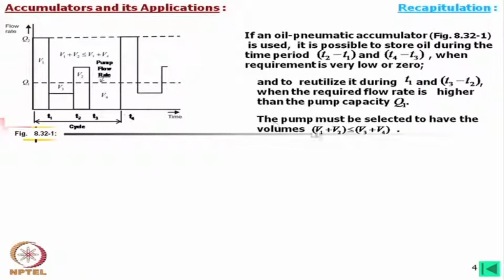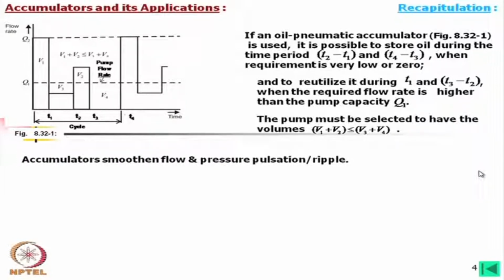Now, here is one relation we must remember: V1 plus V2 must be less than or equal to V3 plus V4. Otherwise, if the excess oil is required by the system, we cannot supply it.